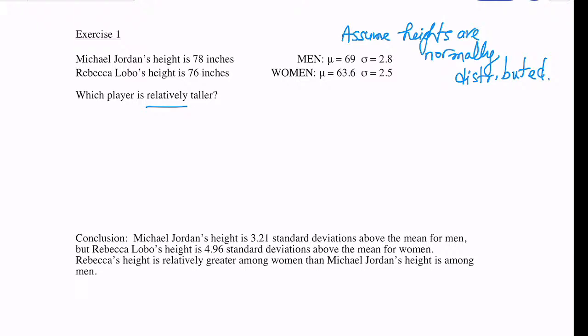If I was to draw this distribution, you'd have 69 inches in the middle of the normal curve, and then it would be 2.8 standard deviations. And how many standard deviations would Michael Jordan be from 69? Can you figure that out for me? Would you know how to figure that out? You could draw it, but I don't recommend that. It takes a long time and you can make a mistake. It's much easier to do something else.